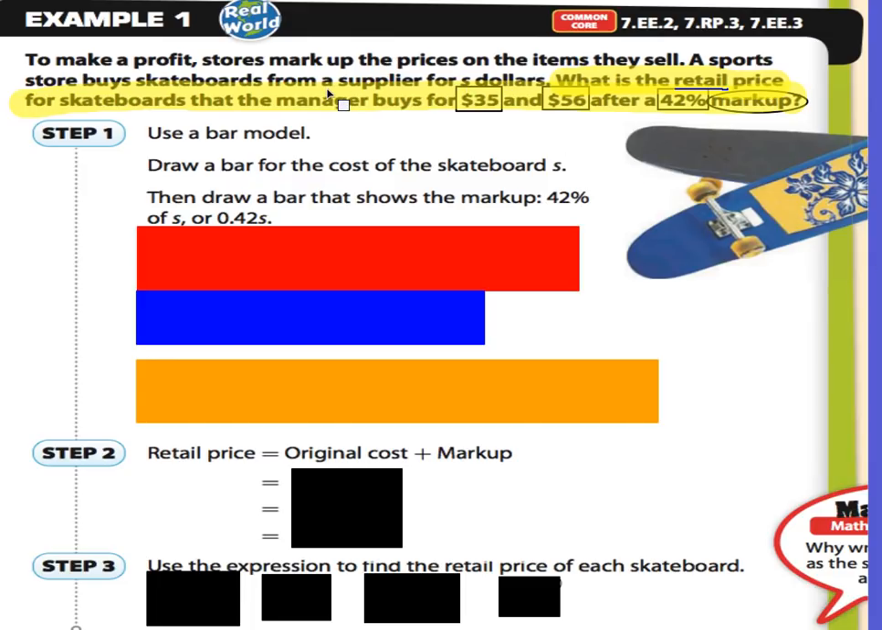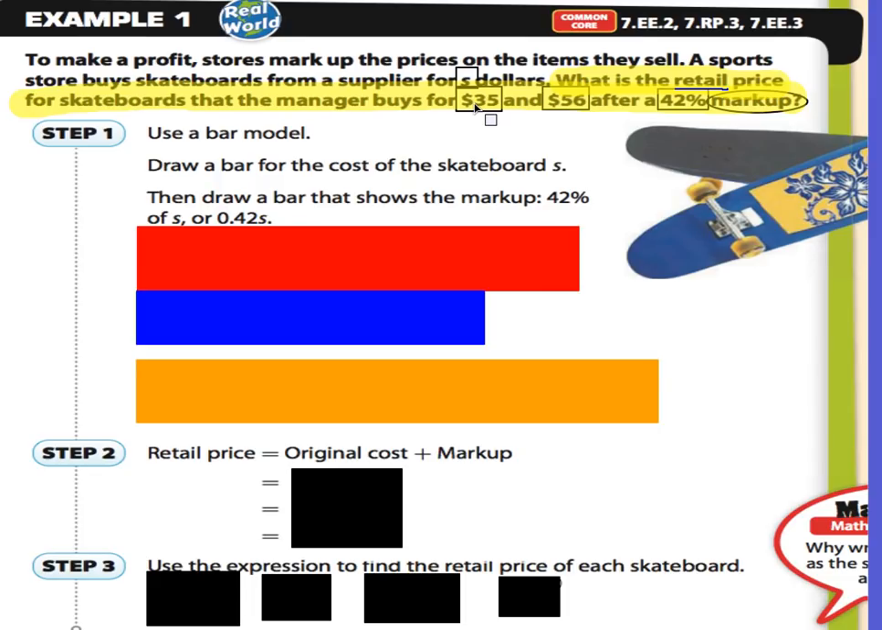And then a sports store buys skateboards from a supplier for S dollars. So what we're going to do first is we are going to create an expression that is going to be a very general expression. So it's not going to include the 35 and the 56. It's going to be general. It's going to just be for any number. So since it's going to be for any number, it's going to include the S. It's going to include that variable, so we can plug in any number. So we can plug in the 35, 56, 89, 100, whatever the price may be for that skateboard.